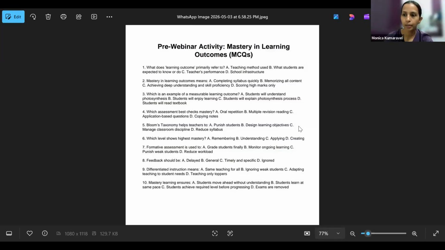What is the meaning of mastery learning? I think C. The student should achieve the required level before progressing. For example, only when the student is able to remember the things, you can go for understanding, then you can go for application, then you can go for creating. So mastery means every level the student should be able to achieve, then only they can progress, right?